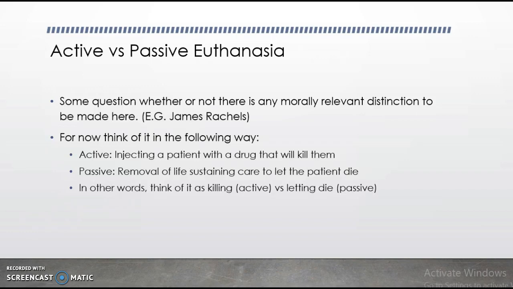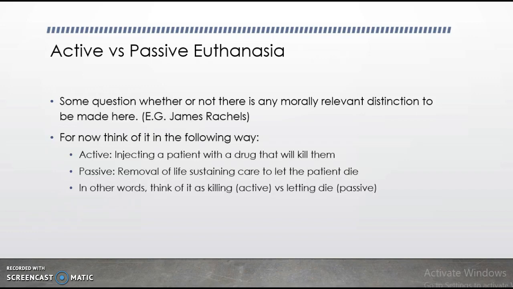We'll see in the next couple of videos that there are a number of philosophers who question whether or not this distinction actually exists. James Rachels is probably one of the most famous of those philosophers. They think that while there is a distinction between active and passive euthanasia, it's not something that's morally relevant, right? So it doesn't matter from the moral perspective, even though we can make this distinction between actions. But for now, let's just assume that this distinction does exist, and here's how it roughly looks.